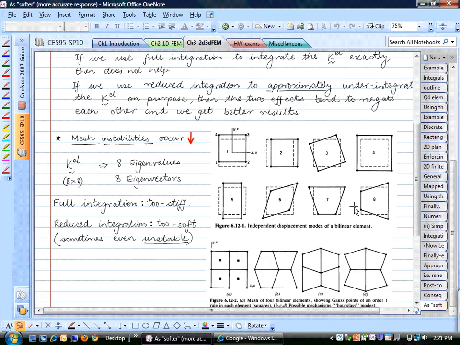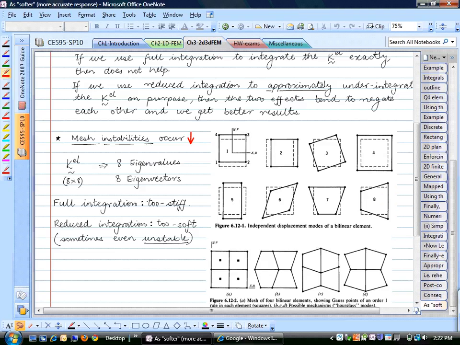And the other ones are all deformational. So in this case, if you calculate the eigenvalue and the eigenvectors corresponding to these 5 modes, the eigenvalues won't be 0. They will be positive, because you need positive energy to deform the element into these modes. So we just said that full integration is too stiff, but with reduced integration, sometimes it can become too soft and unstable. And the 2 particular modes that this reduced integration introduces are this and this.